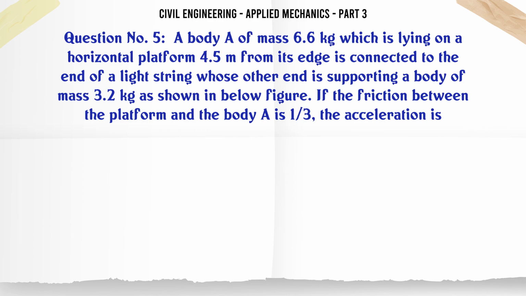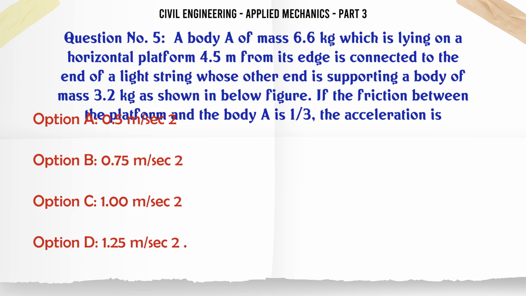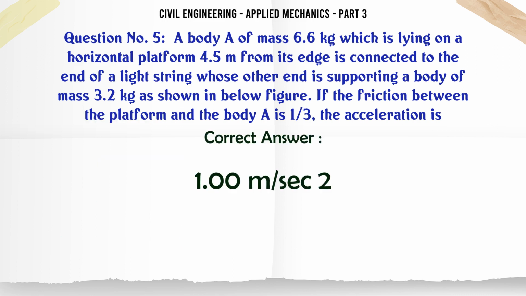A body A of mass 6.6 kilograms, which is lying on a horizontal platform 4.5 m from its edge, is connected to the end of a light string whose other end is supporting a body of mass 3.2 kilograms, as shown in the figure below. If the friction between the platform and the body A is 1/3, the acceleration is: A, 0.5 m/s²; B, 0.75 m/s²; C, 1.00 m/s²; D, 1.25 m/s². The correct answer is 1.00 m/s².